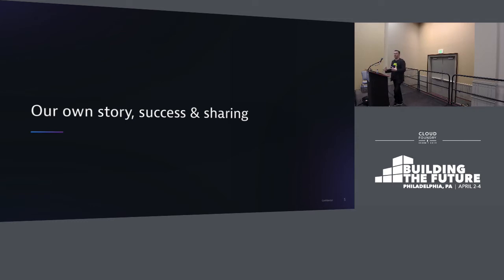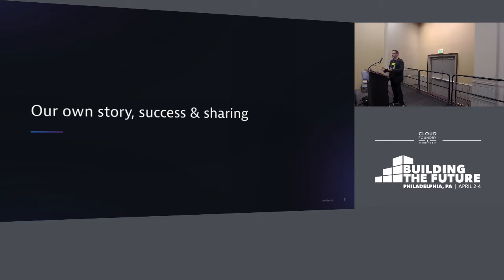So having the same kind of tooling across all of the environments, dev, test, stage, and prod, having the same tooling across on-prem and public cloud, having the same tooling across your bare VM strategy as well as your container strategy. That's kind of like the base of everything.